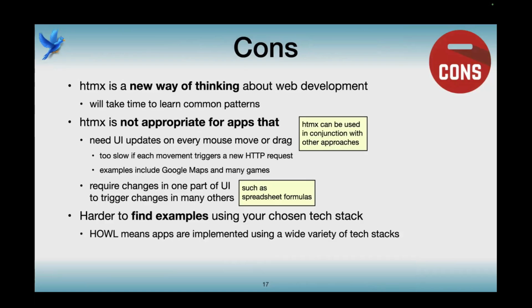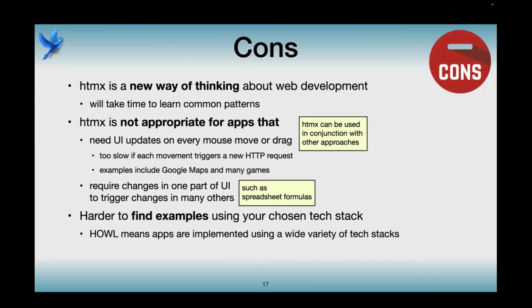Maybe the biggest one is that this is just a new way of thinking about developing a web application. And so it's going to take time to get used to thinking in that way and implementing code like that. And it's certainly not appropriate for all apps. If you have an app where you need to update the UI every time the user moves or drags the mouse, that's probably going to be too slow. And so Google Maps is an example of that. And there's certainly games that wouldn't be good to implement with HTMX, but there sure are a lot of web apps that do fit with HTMX.